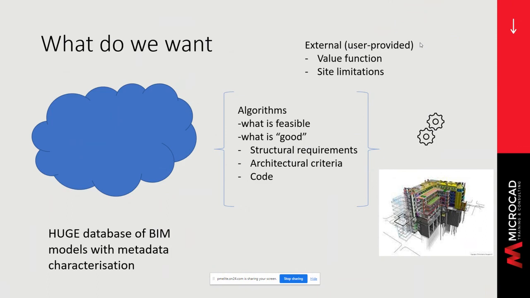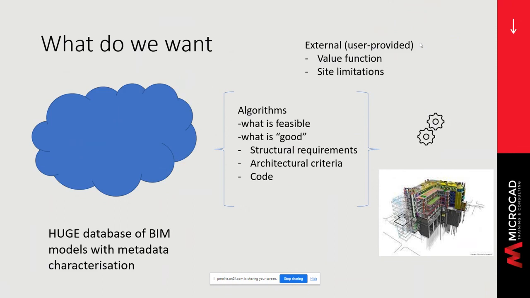Second, the users have to provide a value function that would inform the AI what is good and what is not. This might be something like more square feet is good, reduced width of corridors is bad. Obviously, there has to be specificity and granularity in such a value function, and the users have to provide any site limitations which the AI wouldn't know about otherwise.